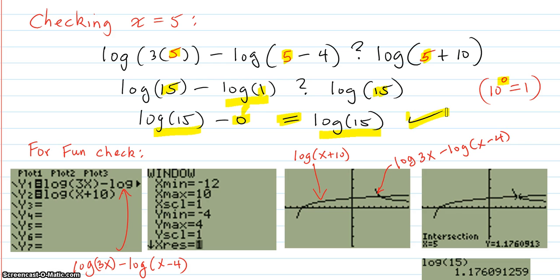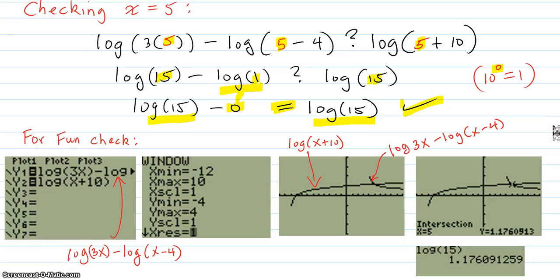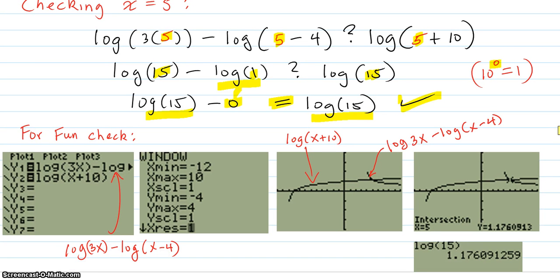Now, just for fun, we can always use our calculator. So we put the left-hand side into the calculator. It has the arrow showing that there's more of it, but here's the whole thing that I put in there. That's the left side of the equation. The right side of the equation is log of x plus 10. Here's the window that was used to finally see it.